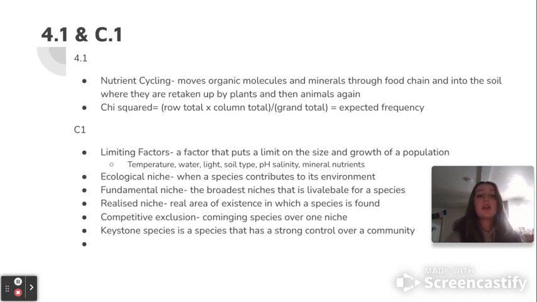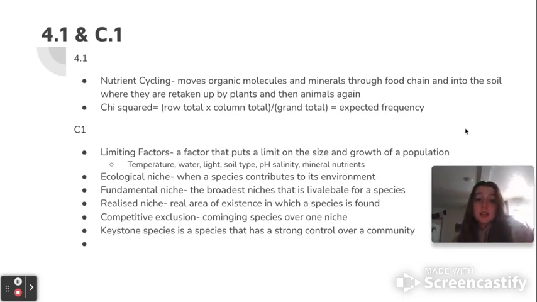If you're running a chi-squared test, you would take the row total times the column total divided by the grand total, which will get you the expected frequency. That's just to measure nutrient cycles if you're testing it.